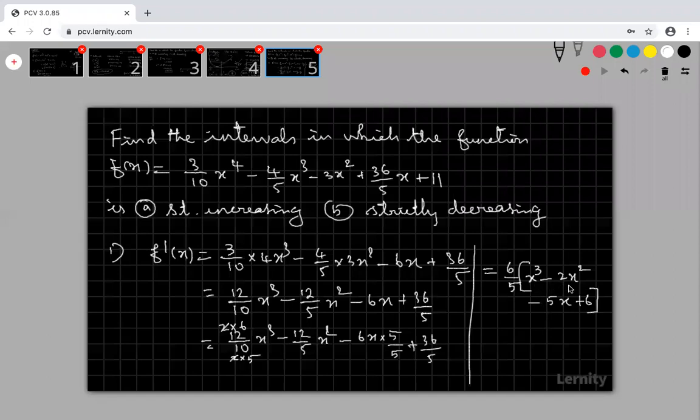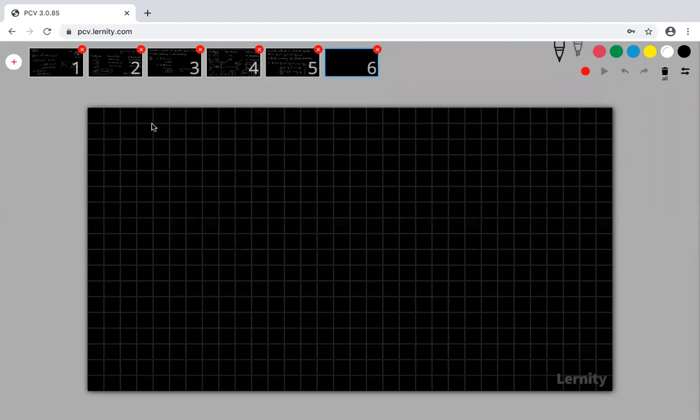Right? x cube minus 2x square minus 5x plus 6. So this is a cubic polynomial, not a quadratic polynomial. If it is a second degree polynomial, we can easily factorize that. But it is a cubic polynomial. Cubic polynomials, how to factorize that? How to simplify that? So look at that. I'm going to factorize this cubic polynomial using the division method.